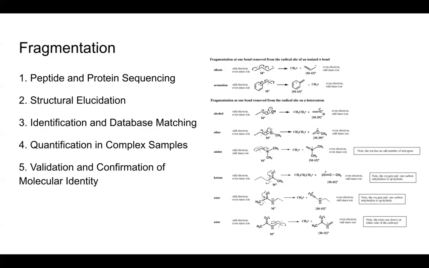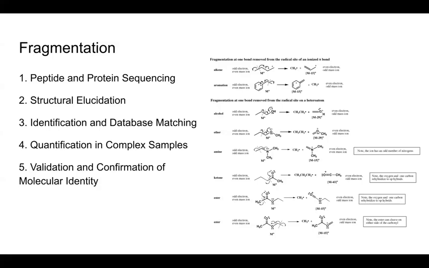Third is related to identification and database matching. So fragmentation produces a unique pattern or spectrum for each molecule. So in proteomics, this spectrum is then compared to a database of known spectra to identify the peptide or protein. If we don't have fragmentation data, matching would be limited to molecular weight alone, which is often not unique. Many proteins and amino acids have the same size.